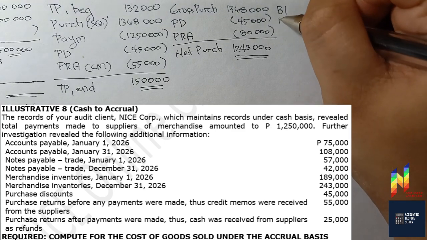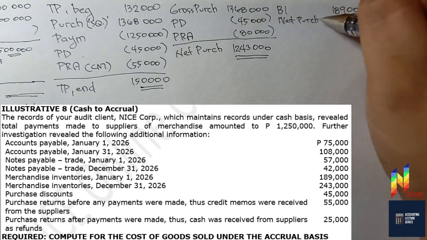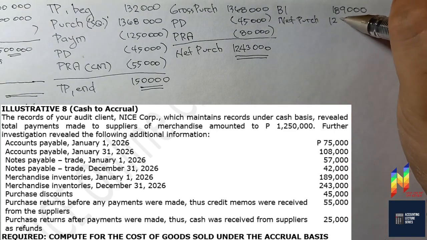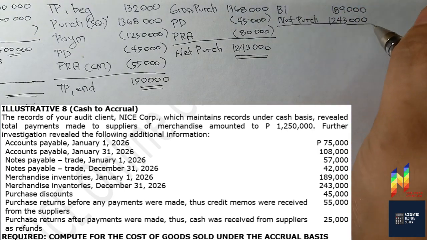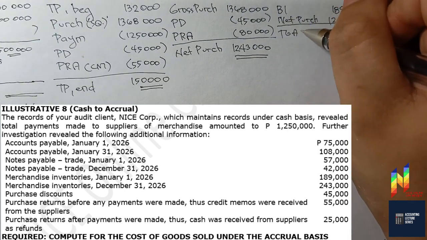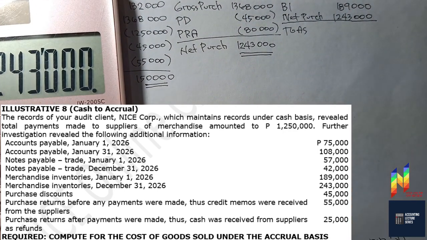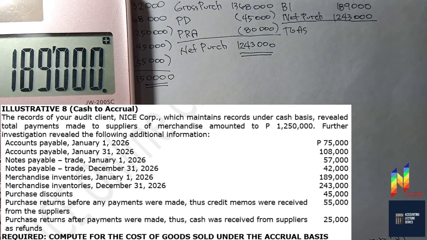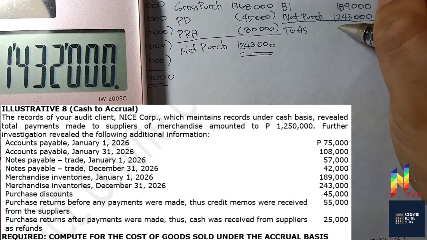plus net purchases, which is equal to 1,243,000. Makukompute natin si total goods available for sale, which is equal to magkano yan, guys? Kano yan? 189,000 plus 1,243, or this is equal to 1,432,000.